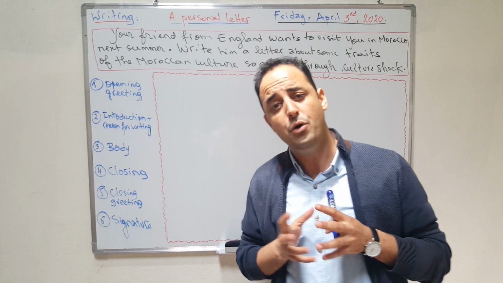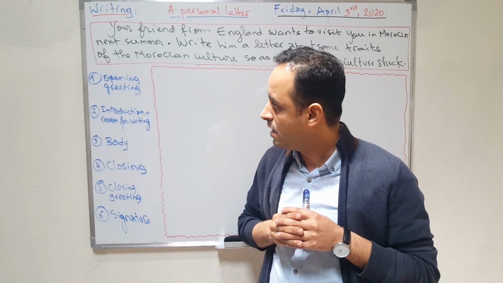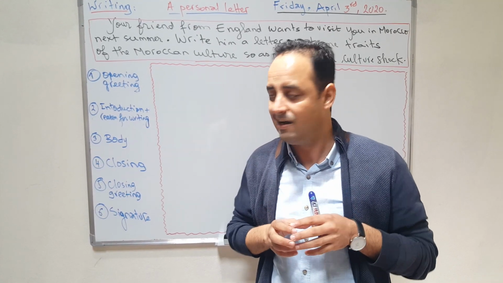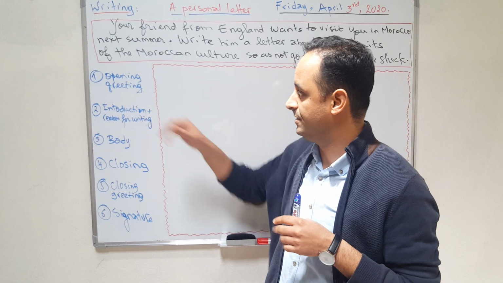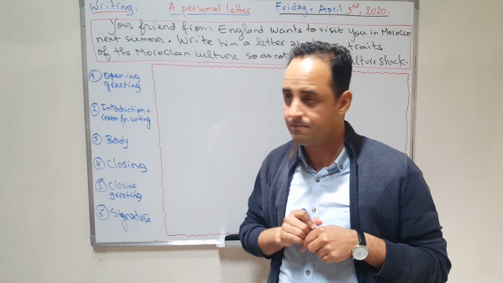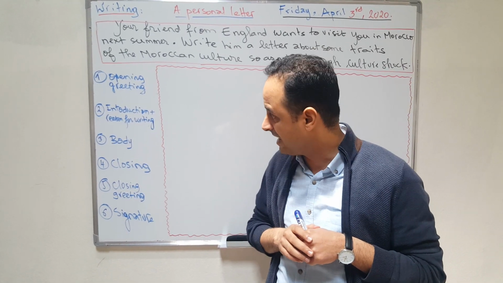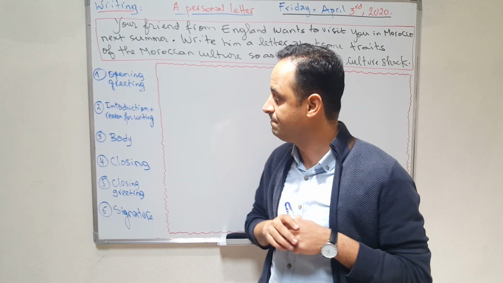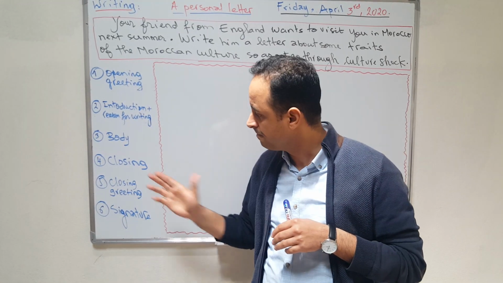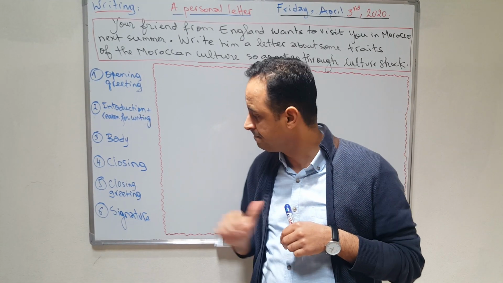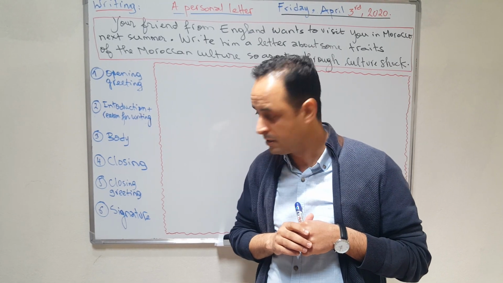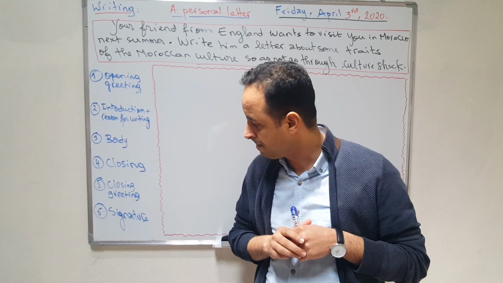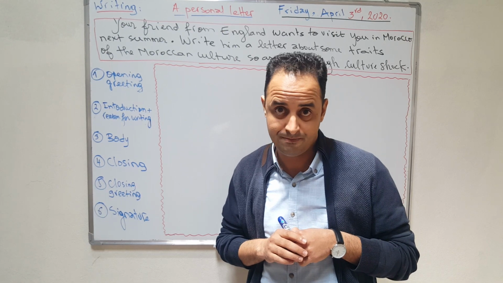Great. The components of an informal letter are 6. The first one is opening greeting. Second, introduction and reason for writing. Third, the body. Fourth, closing. Fifth, closing greeting. And finally, signature.